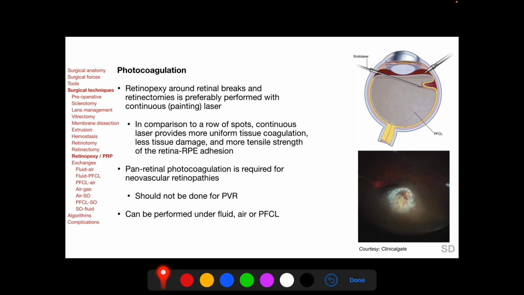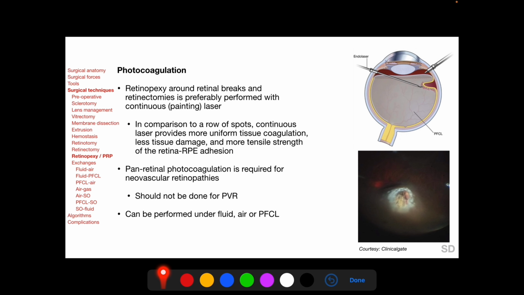Indications of photocoagulation during vitreous surgery include retinopexy around retinal breaks and retinectomies, which is preferably performed with continuous or painting laser, which in comparison to a row of laser spots provides more uniform tissue coagulation, less tissue damage, and more tensile strength of the retinal-RPE adhesion.